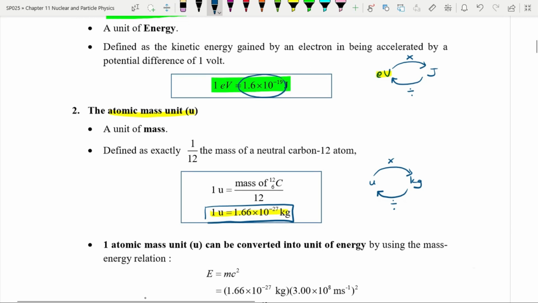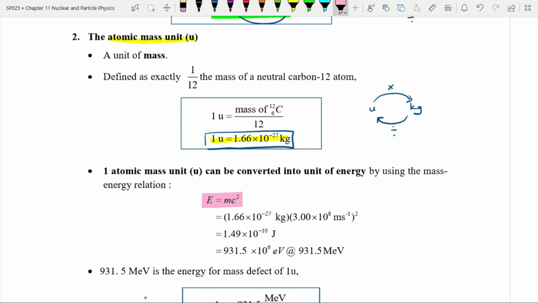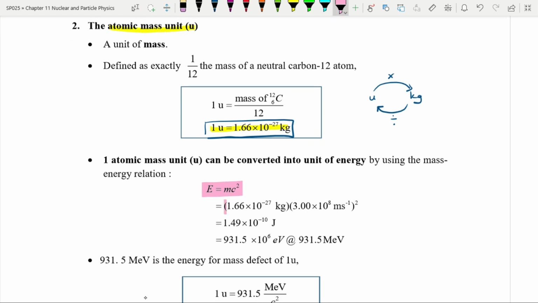Okay, so next is, specialnya U ni, okay, kita boleh terus convert dia kepada unit of energy. Tapi unit of energy yang kita boleh convertkan dia adalah dalam unit electron volt ataupun mega electron volt. So macam mana? How does it works? Okay, menggunakan formula Einstein tadi, E equals to mc square. So katakanlah kita masukkan nilai mass dalam kg. So this is the mass in kg ya. Mass in kg. Dan nilai ni kalau perasan, this is actually 1U lah.